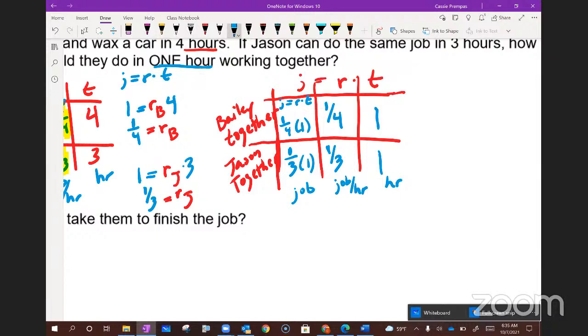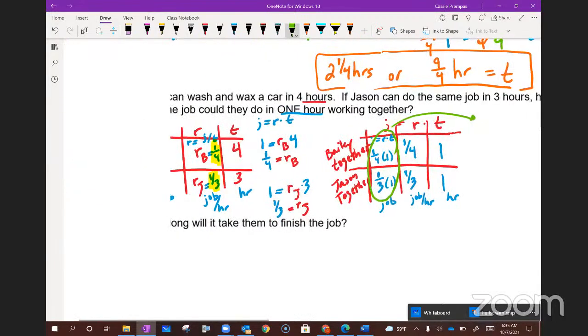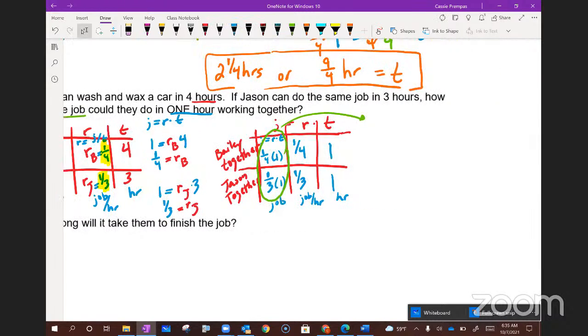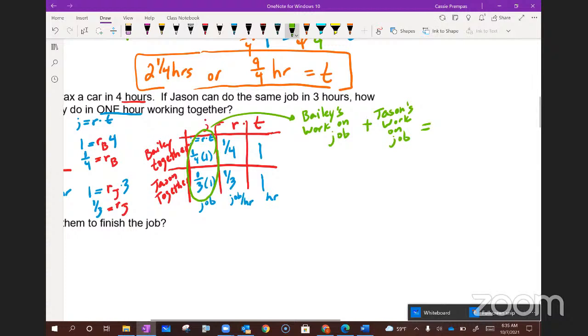Okay, now what did we do with the distance, rate, time? We set up an equation using the last column filled in. So now I'm looking at how it says how much of the job could they do in 1 hour working together? So we know that Bailey's work on the job plus Jason's work on the job will equal the amount of the job complete.